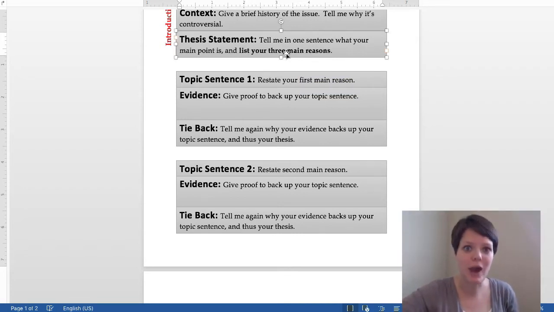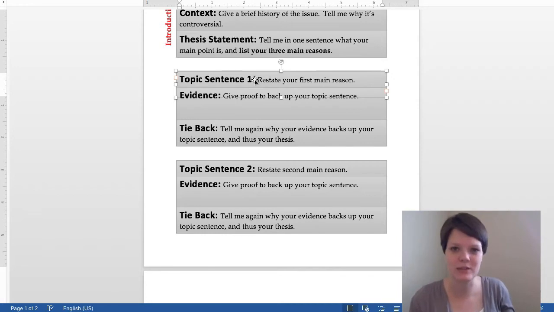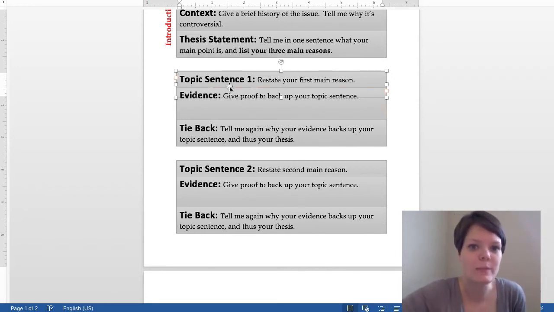So if I'm talking about cats are better than dogs because they don't smell and they don't bark, there's 2 points. I'm just making that up. Dog lovers, please don't hate me. I like both species equally. But with those 2 points, then this topic sentence would say, okay, first I'm going to focus on that cats don't smell. So first, cats are better than dogs because they don't smell. And that would be my topic sentence. That tells me the reason I'm focusing on. It ties back to the thesis. I know where we're headed in that paragraph.